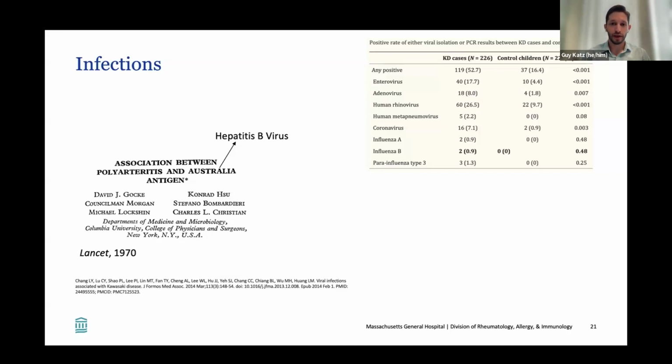Those p-values, the lower they are, the less likely it is that the difference that's seen between those groups could be due to chance. So you can see here that the p-values are all very low, meaning that the children who developed Kawasaki's disease were much more likely to have been exposed to a virus. And this gives sort of indirect evidence that the virus contributed to them developing the disease.